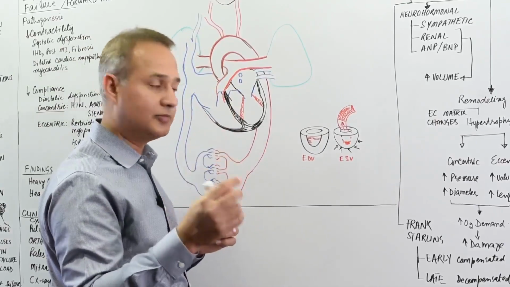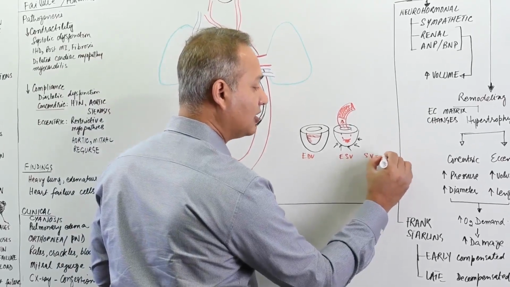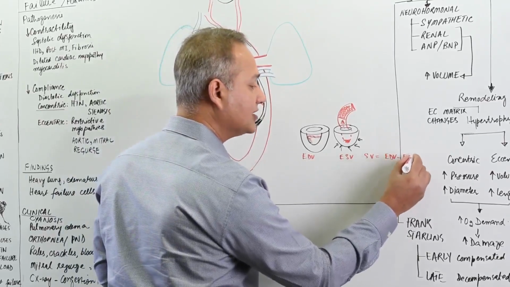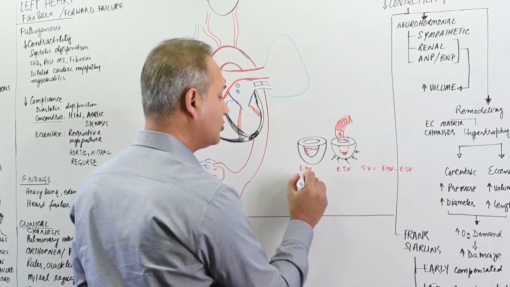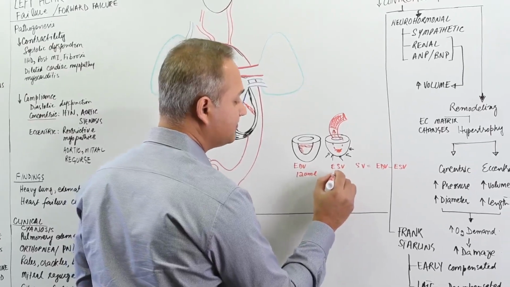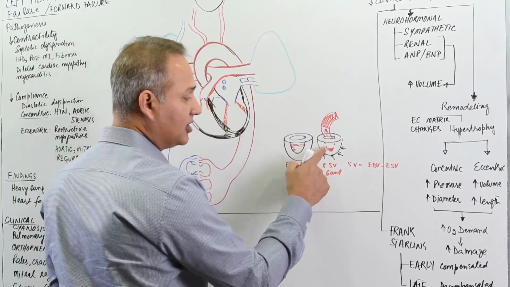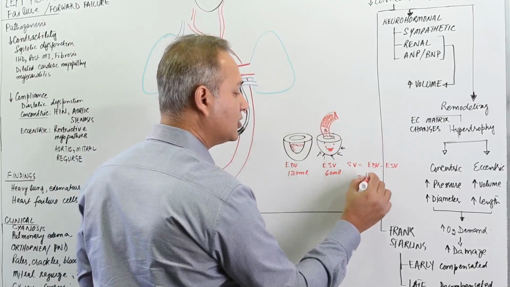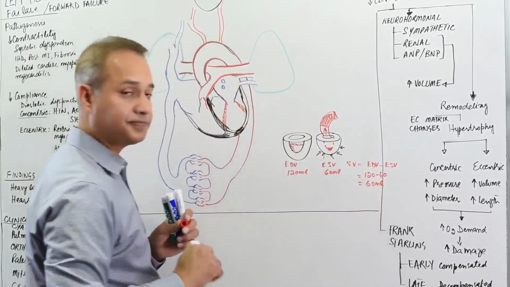Now what is the stroke volume? Stroke volume equals end diastolic volume, that is the original volume we started with, minus end systolic volume, that is the volume we are left with. If you subtract them, so let's say here it was 120 milliliters, and what we are left with after the ejection is, let's say, 60 milliliters. So how much blood went out? 120 minus 60 equals 60 milliliters.